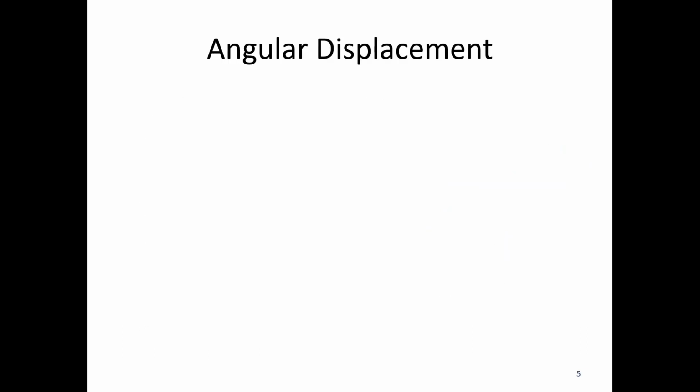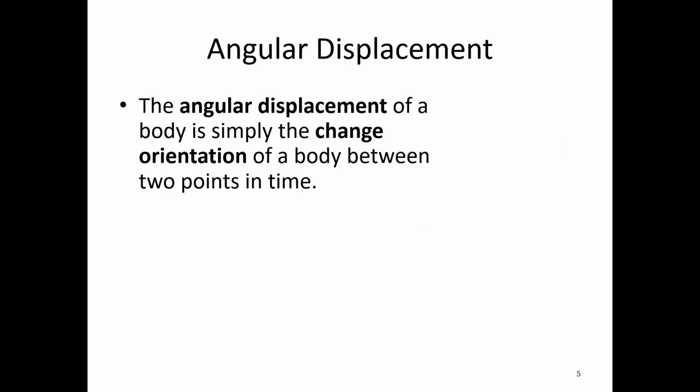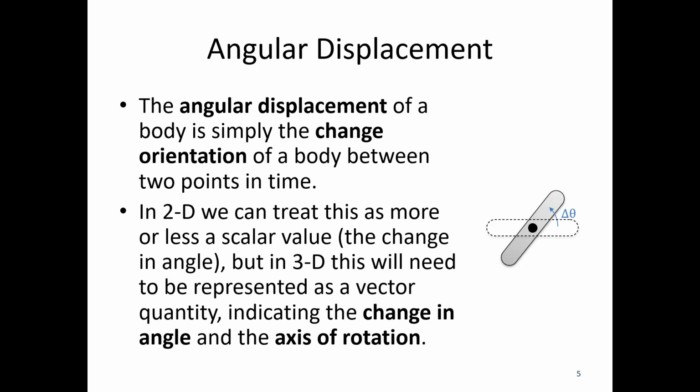All right, so next up we have angular displacement. The angular displacement of a body is simply the change in orientation between 2 points in time. So some delta theta in this case. If we rotate so many degrees clockwise or so many degrees counterclockwise, that is our angular displacement. In 2D, we treat this as more or less a scalar value, so we've only got one angle. In 3D, though, we need to represent this as a vector quantity indicating the change in angle about each axis of rotation.